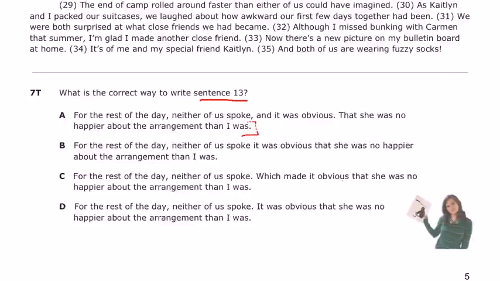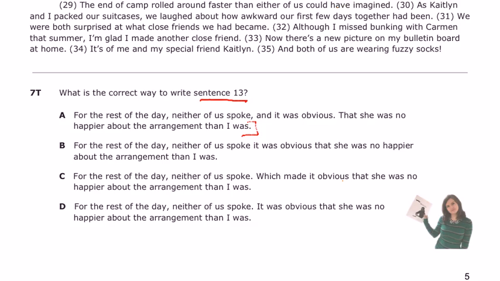Well, this one doesn't even require us to flip back or scroll up to sentence 13 because we have A, B, C, and D. One of them is correct. The other three are not correct, so what was written in the original sentence 13 doesn't matter to us at all. So we're going to read through these sentences and we're going to pay very close attention to commas, periods, capital letters, and we're looking for complete sentences that are punctuated correctly.